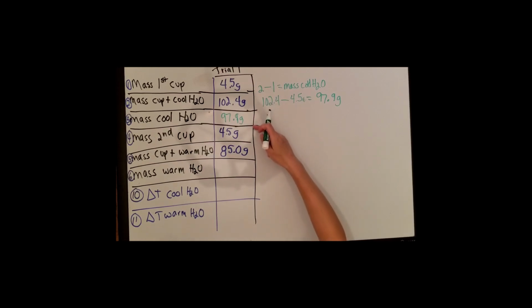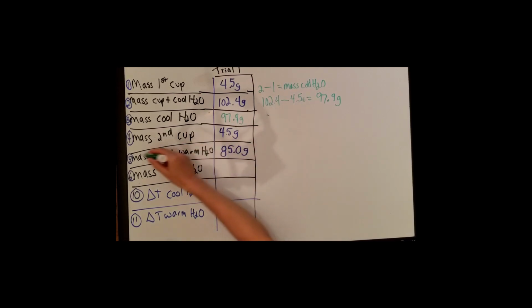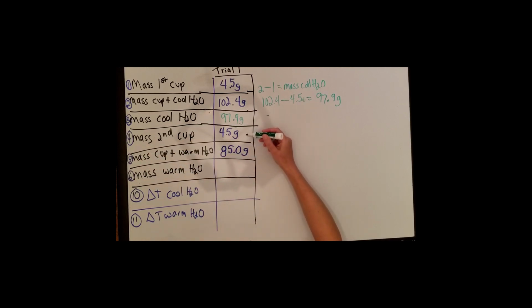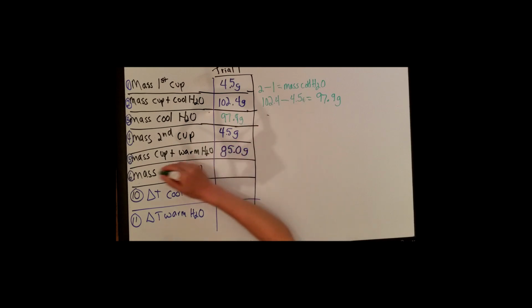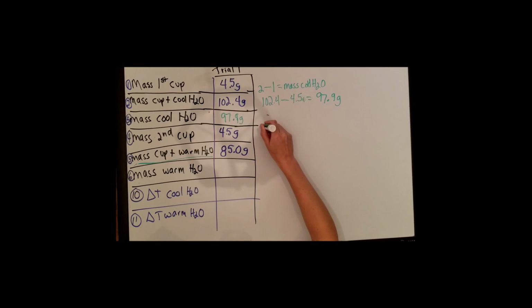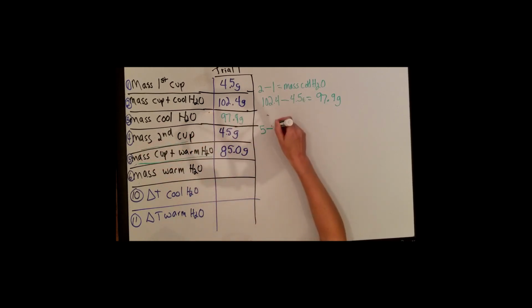All right, so I'm going to keep moving down. Now, in number 4 here, I have the mass of the second cup. Notice it's the same mass because they're both styrofoam cups with similar masses. And then I added hot water to that second cup for a total of 85 grams. Well, it wants to know in number 6 here, we need to fill in the mass of just the warm water. So we're doing the same calculation we did up here. We're going to take the data from 5, which is the cup with the warm water, and subtract the cup, which is number 4 here.